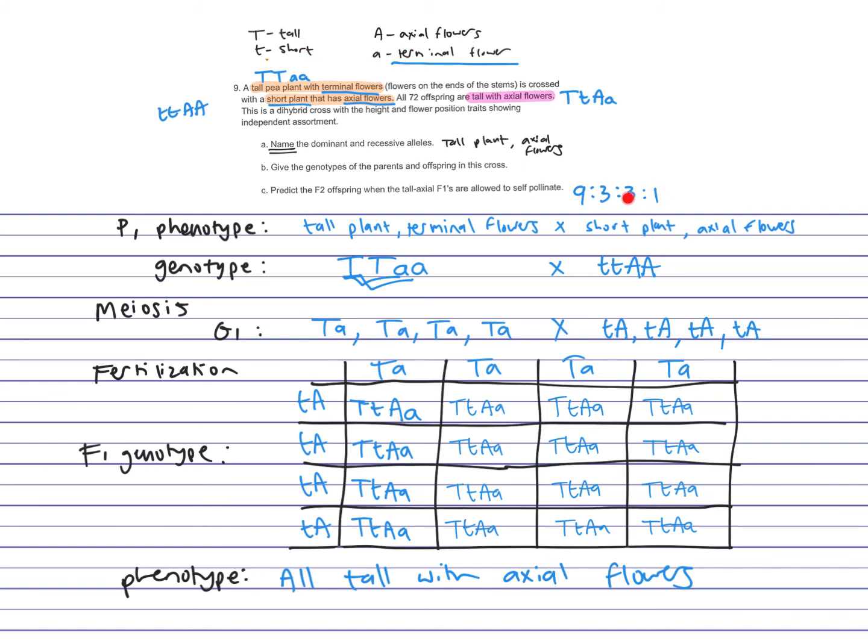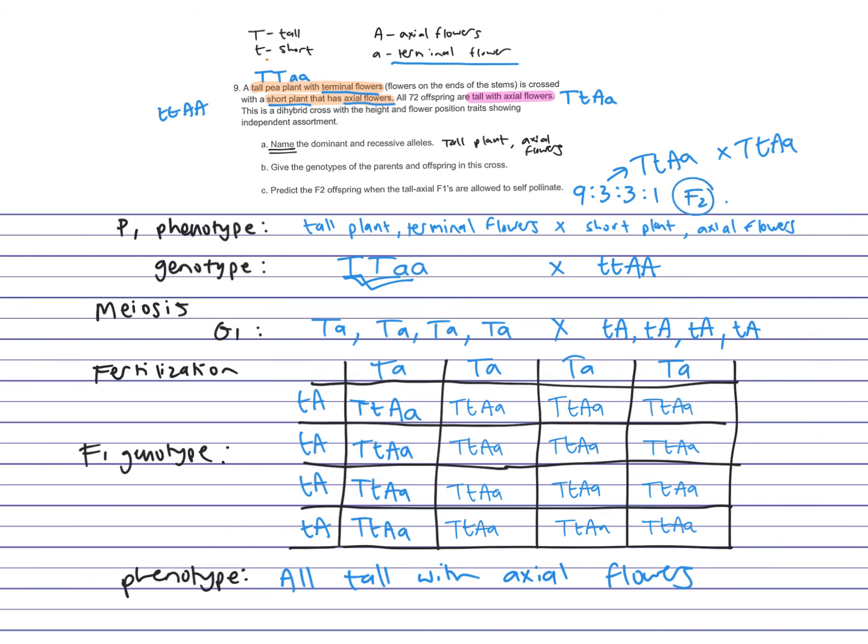The 3 and the 3 is showing you that they've got new combinations. So 3 of them will be short with axial, and 3 of them will be tall with terminal, and those are the new combinations. So this ratio is only when the parents are, for example, heterozygous for both traits. So tall and a short allele, axial flowers and a terminal flowers allele for both parents. You end up with this ratio of 9 to 3 to 3 to 1 in the F2 generation.